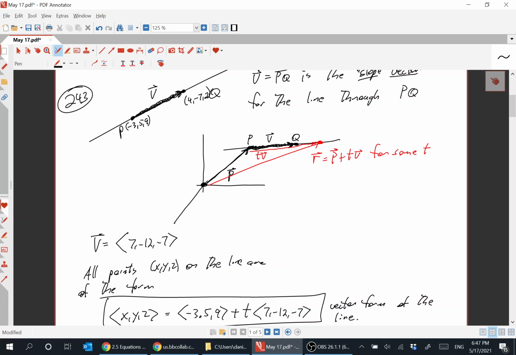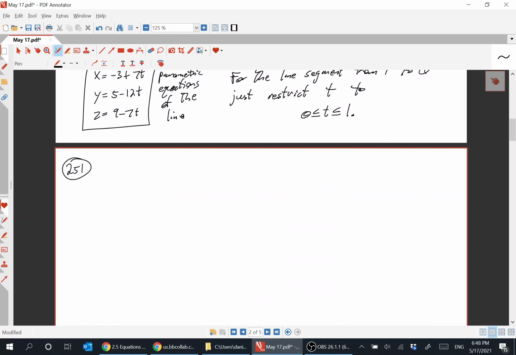So often an equation for a line or an equation for a plane will require as one of the ingredients a point on the line or a point on the plane, and you may have several points, in which case you can just pick whichever one is your favorite. It won't matter which one you choose. It gives you a different set of equations, but it's the same line.